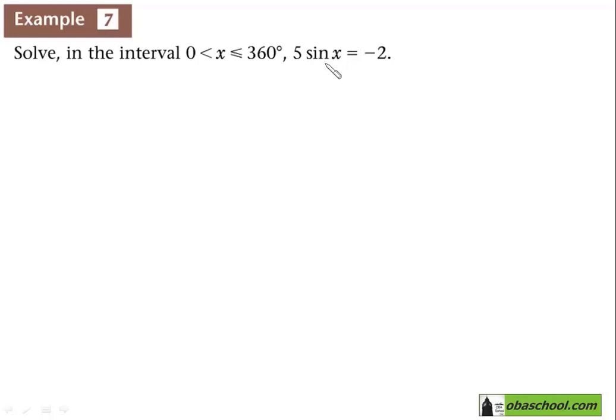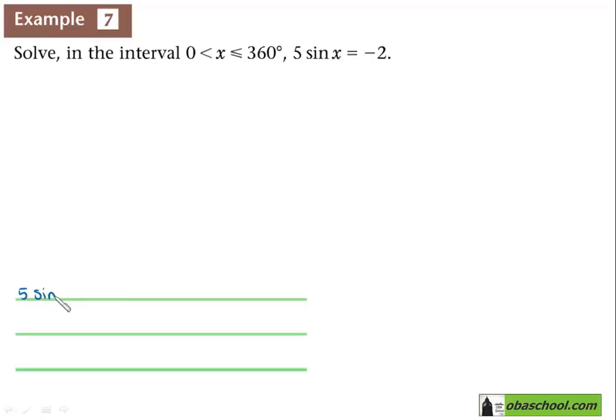First, we will solve it as an equation and we will get rid of the coefficient 5 so that it can be sine x equals a constant. 5 sine x equals minus 2. We divide by 5 on both sides. Sine x equals minus 2 over 5, where x is between 0 and 360 degrees.